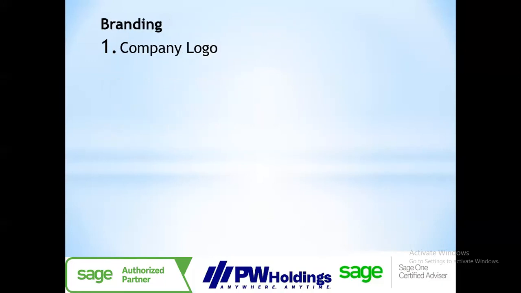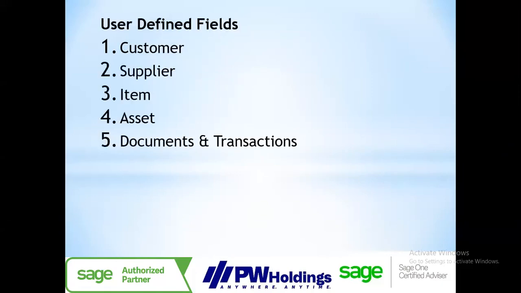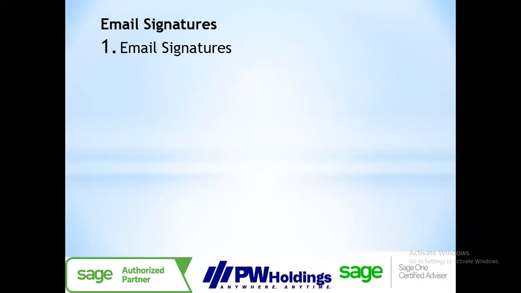Next, branding. From here, we will discuss how to set our company logo in the system. Next, user-defined fields. We can add additional details from user-defined fields. Next, email signatures. From Sage Business Cloud Accounting software, after you enter an invoice or quotation, you can directly email those documents. Then you can design your signatures from email signatures.